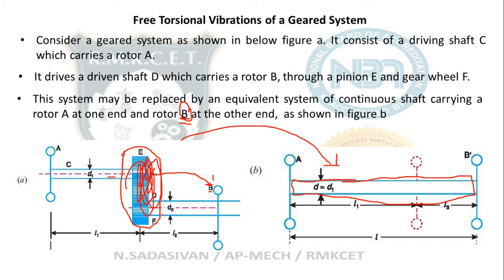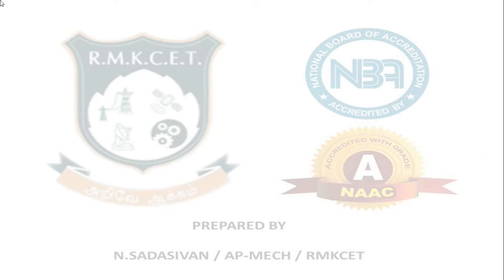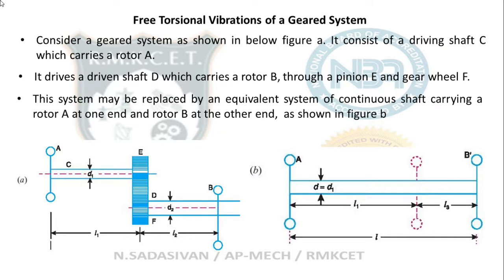Earlier you used to make only an equivalent shaft. Now we are making an equivalent shaft as well as equivalent rotors. Clear?